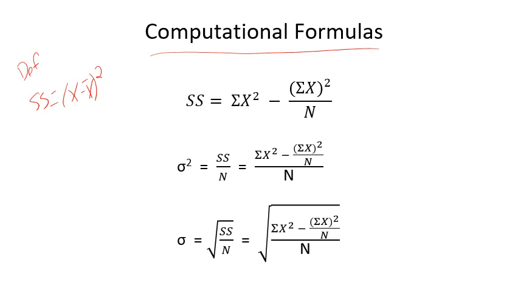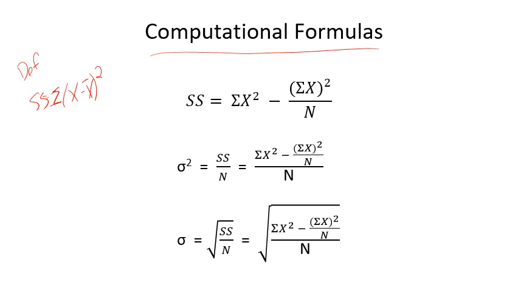So sum of squares, sorry, I didn't put the sum symbol in there, so it's equal to the sum of x minus the mean squared. So for sum of squares, it was the sum of the squared deviations from the mean. Definitional formula, that's pretty easy.